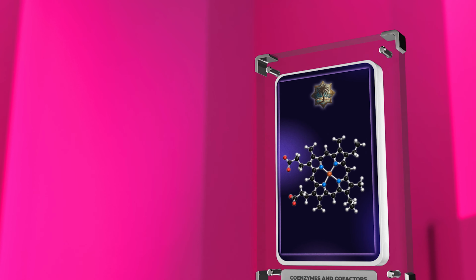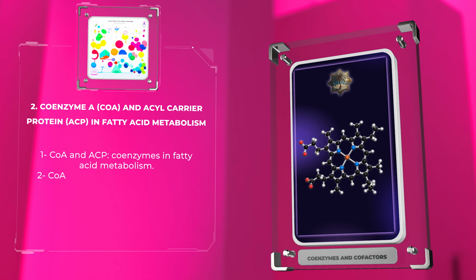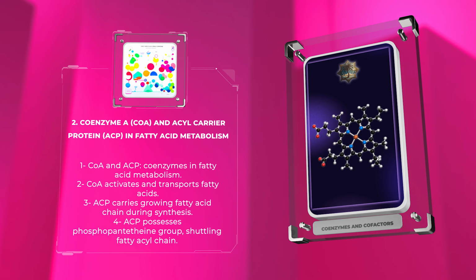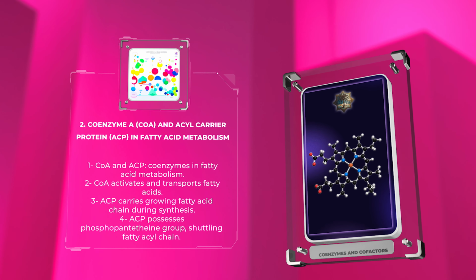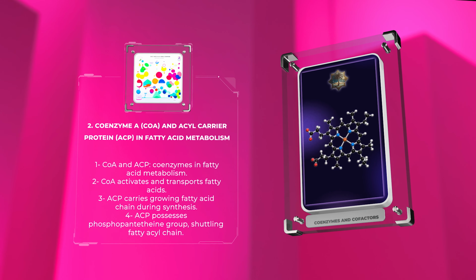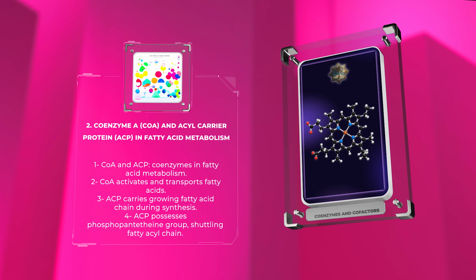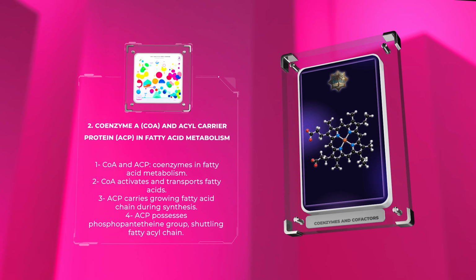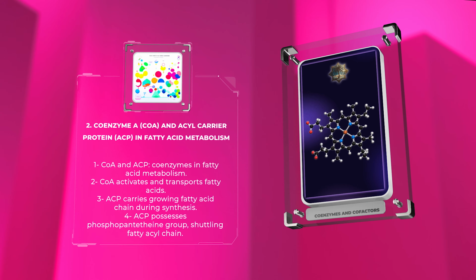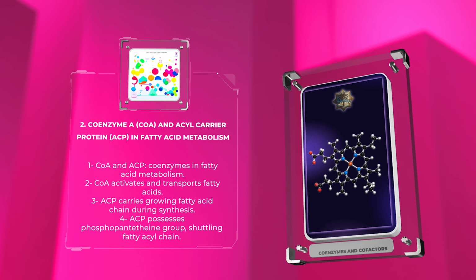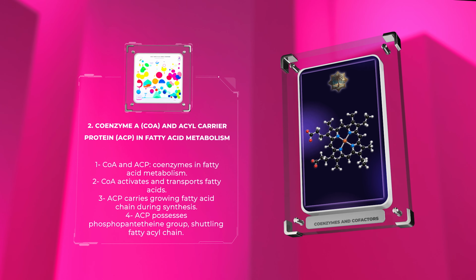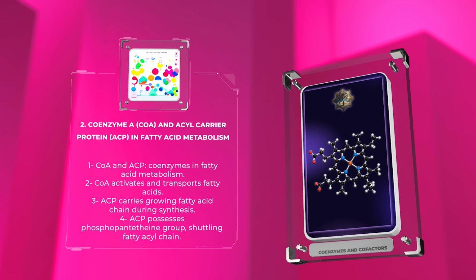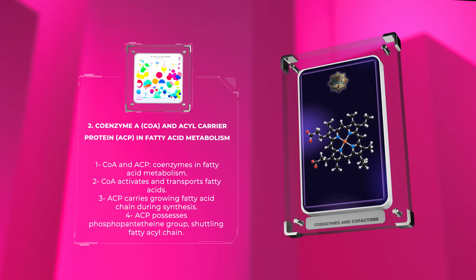In fatty acid metabolism, two important coenzymes are coenzyme A, CoA, and acyl carrier protein, ACP. CoA activates and transports fatty acids, and consists of a nucleotide, pantothenic acid, and a reactive thiol group. ACP is found in fatty acid synthase systems and carries the growing fatty acid chain during synthesis. ACP possesses a phosphopentate group that serves as a flexible arm, shuttling the fatty acyl chain between enzymatic sites. Both CoA and ACP play vital roles in ensuring the proper metabolism of fatty acids.